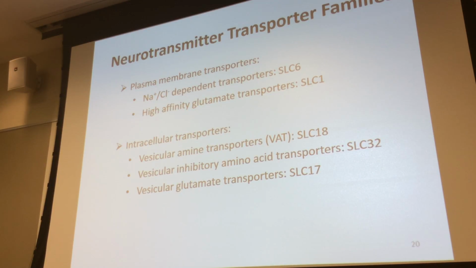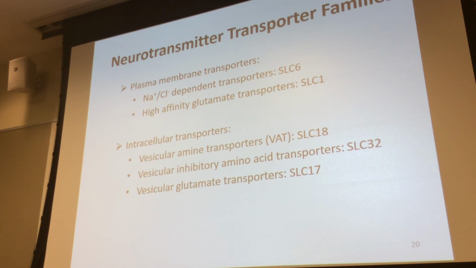So for the neurotransmitter transporters, the plasma membrane transporters can be grouped into two categories. One is the sodium chloride dependent transporter, we call it the SLC6 family, and we have the high affinity glutamate transporters, we call it the SLC1 family. Structurally, they're a little bit different, and the ions required are different.